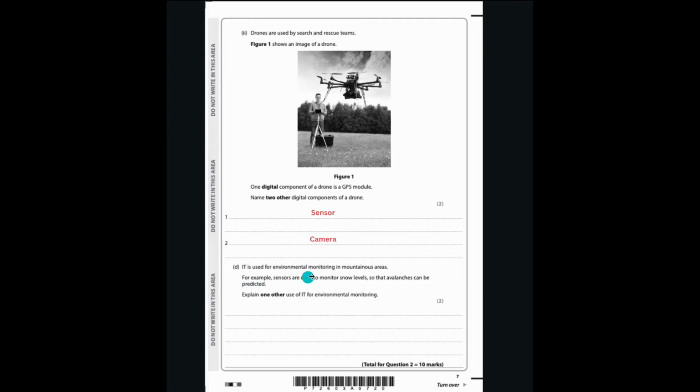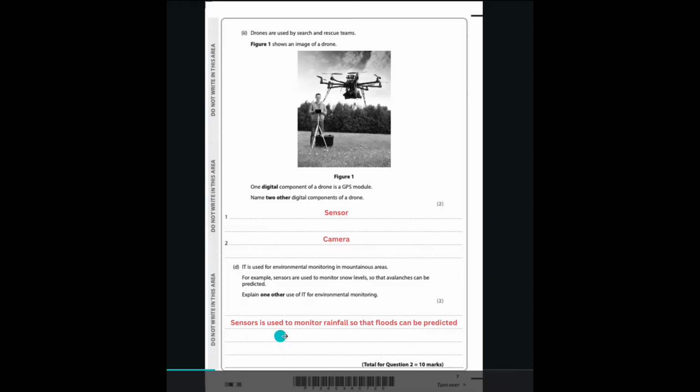IT is used for environmental monitoring in mountain areas. For example, sensors are used to monitor snowfall so that avalanches can be predicted. Explain one other use of IT for environmental monitoring. One of the other things is that the sensor is used to monitor rainfall so that floods can be predicted. Sensors can also be used to monitor the fire alarm as well. So there are so many things you can write. The total mark for this question is 2, and this is the end of question 2.